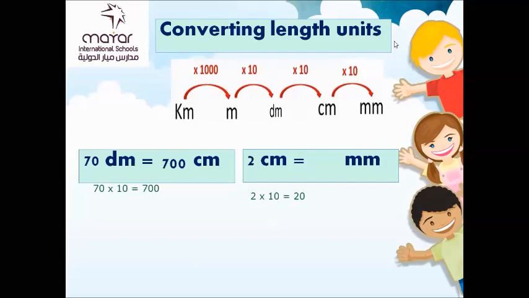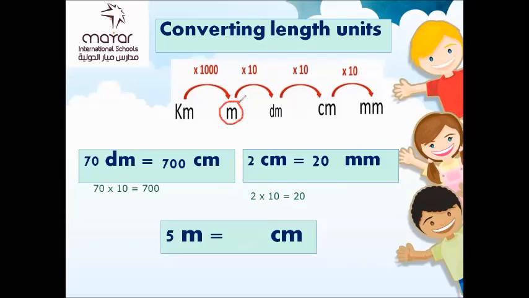Now, the question is, what if we have from meter to centimeter? What should we do? From meter to centimeter, how many steps do we have? We have 2 steps. The first step from meter to decimeter, and then from decimeter to centimeter. So we have times 10 and times 10. So 10 times 10, what is it? Excellent, it's 100.